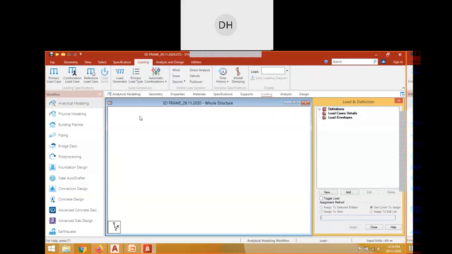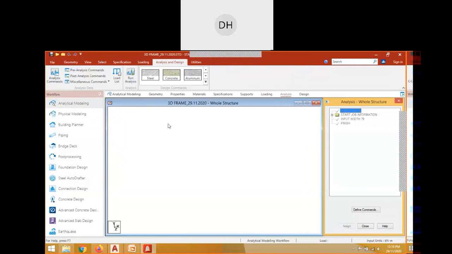loading wise, all types of loading will be there. Basically, there are primary load cases, and then there are the loads which are included in the primary load cases. There you can add from this particular tab. So that is your loading; wind load generation, seismic, everything is included in the loading tab.